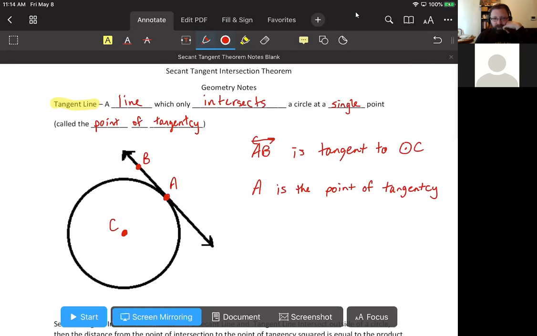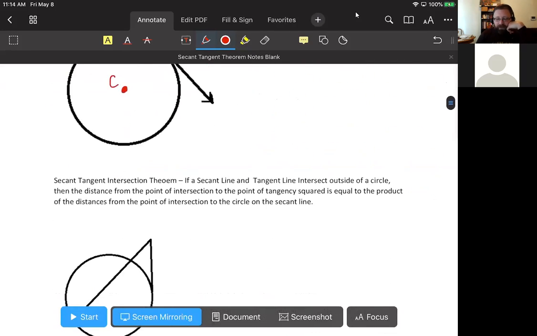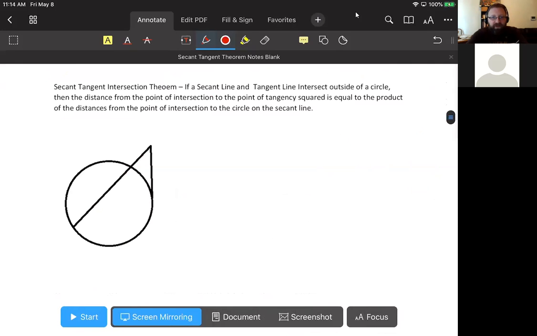Okay, so tangent lines are going to come into play with secant lines in the form of a theorem, the secant tangent intersect theorem. And this is another example, just like the secant intersection theorem that we talked about on Wednesday, that it's really hard to put into words. It's a really simple idea that is really, really hard to put into words. If a secant line and a tangent line intersect outside of a circle, which is what we see in the picture below, then the distance from the point of intersection to the point of tangency squared is equal to the product of the distances from the point of intersection to the circle on the secant line.